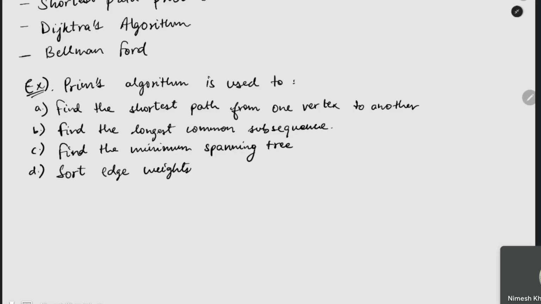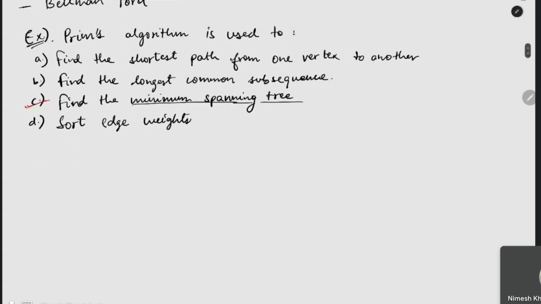Of course, from lectures we know that Prim's algorithm is an algorithm that is used to find the minimum spanning tree. So for the solution, we just have to remember what Prim's algorithm is used for. But let's discuss a bit what a minimum spanning tree is.